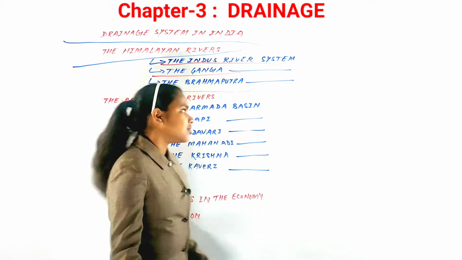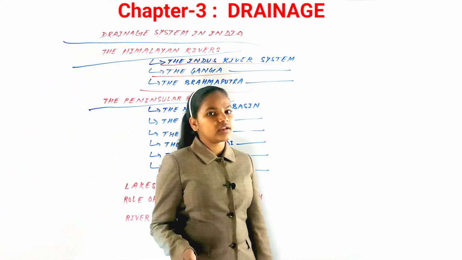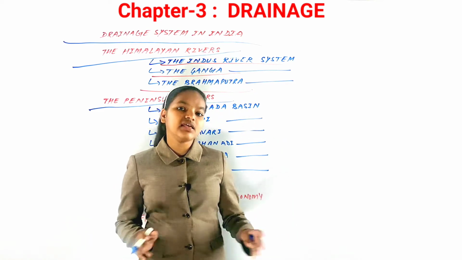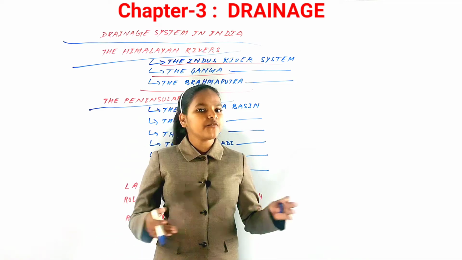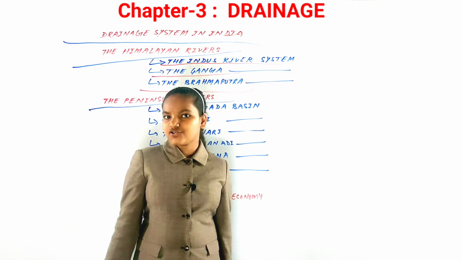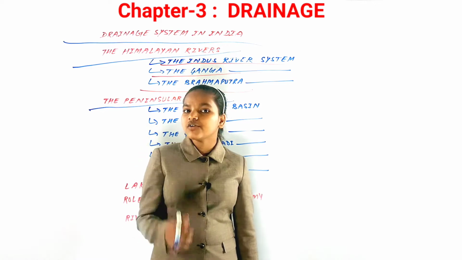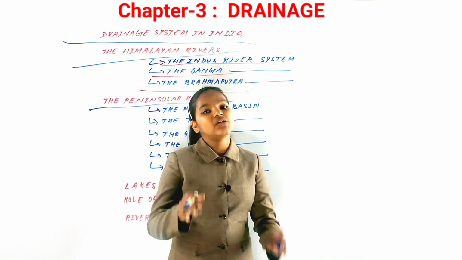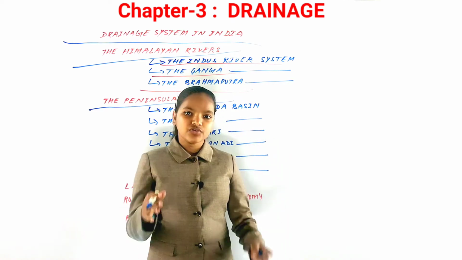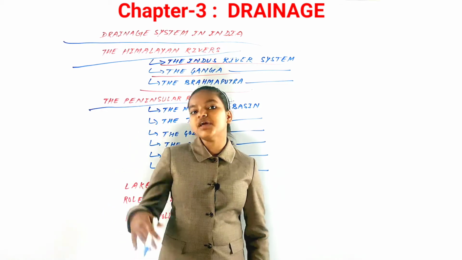Now the next topic is the Peninsular Rivers. As we have discussed the Himalayan rivers, the next broad category is the Peninsular Rivers. As the name says, these are the rivers that come from the peninsular plateau of our country, and most of them are from the Western Ghats. The Western Ghats cover the western coast from north to south. Most of them come from the Western Ghats, and almost all of them flow eastwards and discharge in the Bay of Bengal.